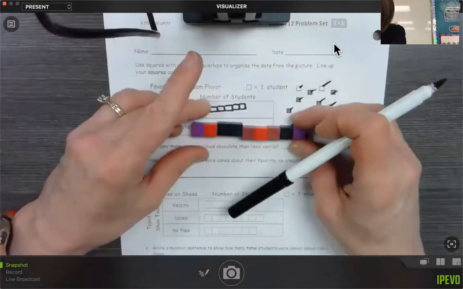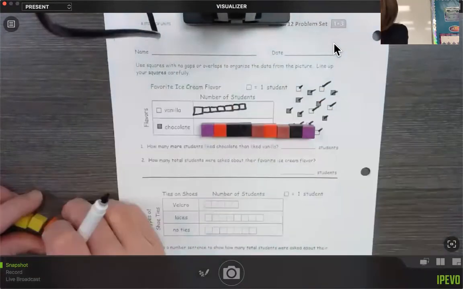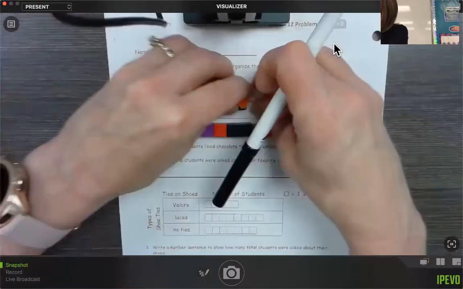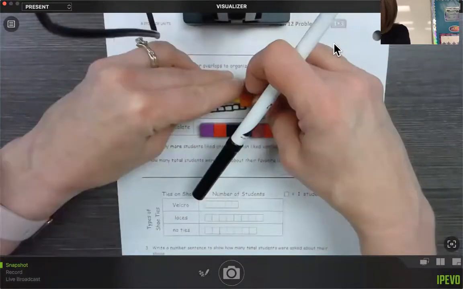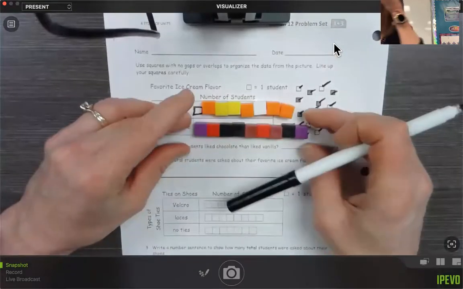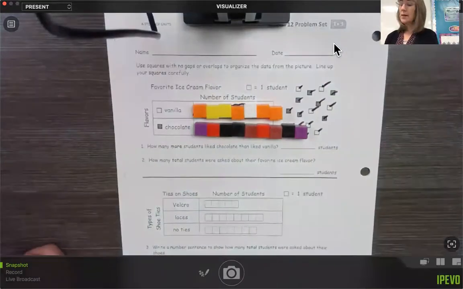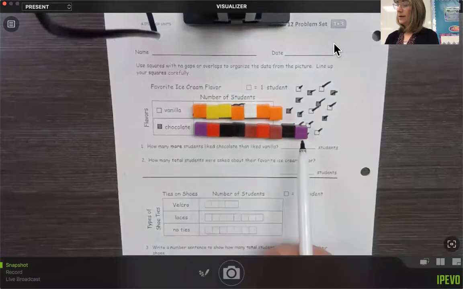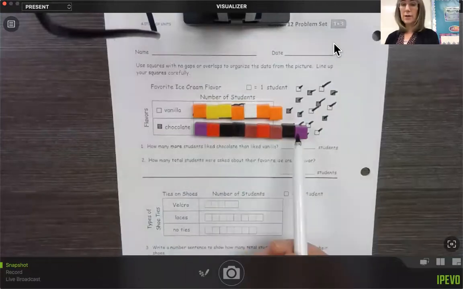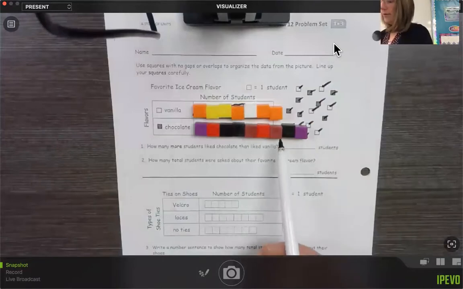Now, one of the reasons we could use squares is because then we don't have to count them again. We can just look at them. Let's put these back up here. We put these squares here and we line these ones up right here. Just by looking at the squares without counting, we can see that more students like chocolate than like vanilla, right? Because this one is longer, and it's longer by 2 more squares. Can you see that?